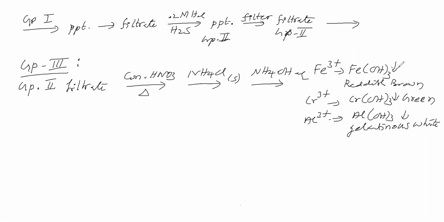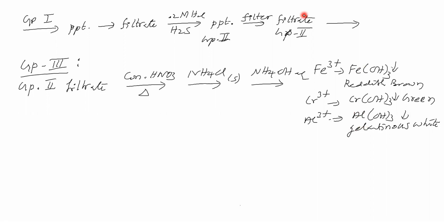We are adding ammonium hydroxide reagent in order to precipitate the cations as hydroxides. These cations precipitate as hydroxides because the ionic product is greater than the solubility product for them, therefore they precipitate.